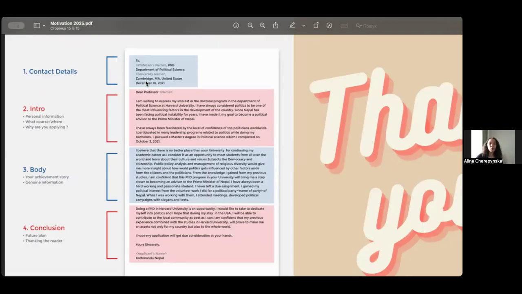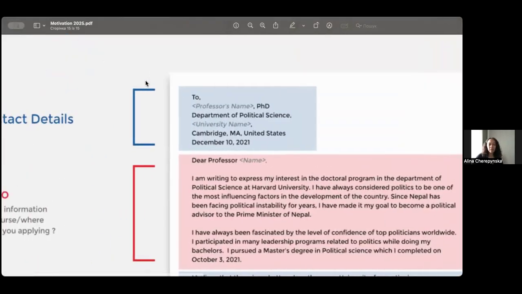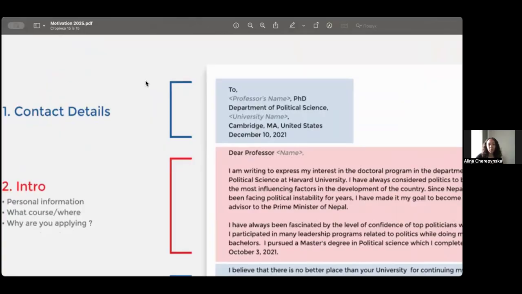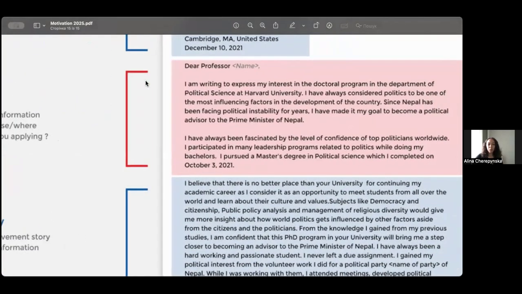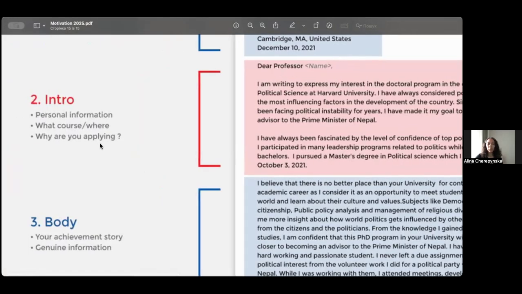So the first one, we have contact details, to whom, actually. Then we have the introductory part: dear professor, if you know the name, to whom it may concern, to the admission committee, and so on and so forth. Then you're including personal information: what course, where, and why are you applying.